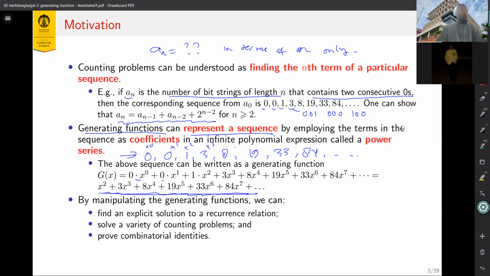Now, the idea is to manipulate that generating function so that we can find a solution to counting problems. So that's the idea, right? We will see that today and next Monday. For now, however, we will work only on the generating function. We are not trying to solve the counting problems yet. So we look at the generating functions first.